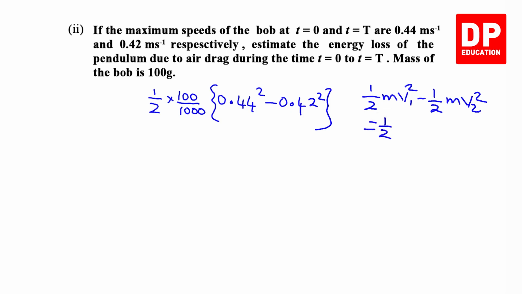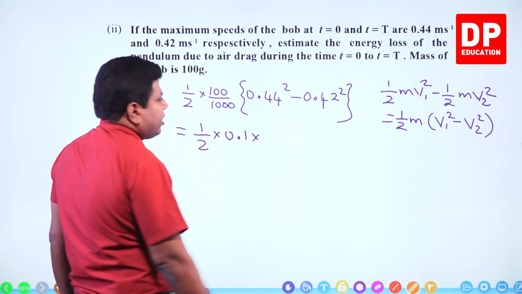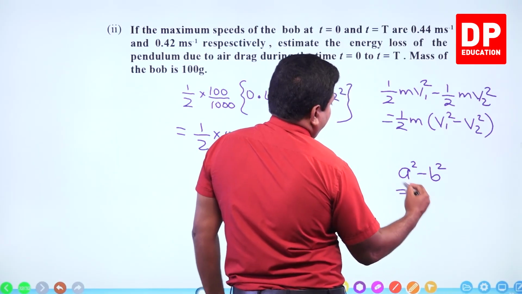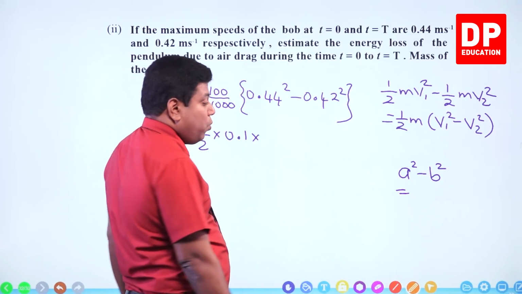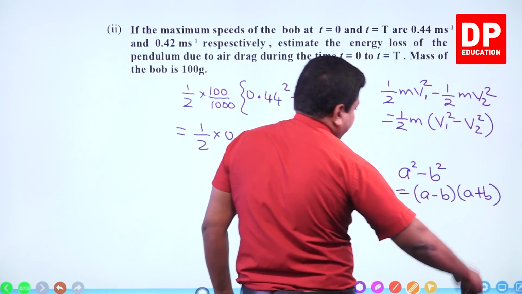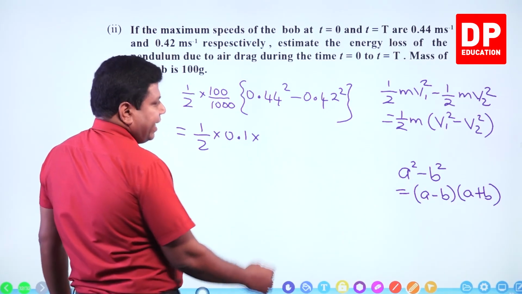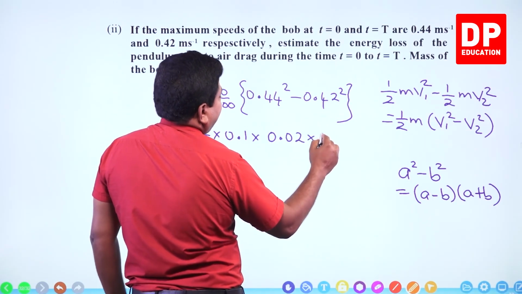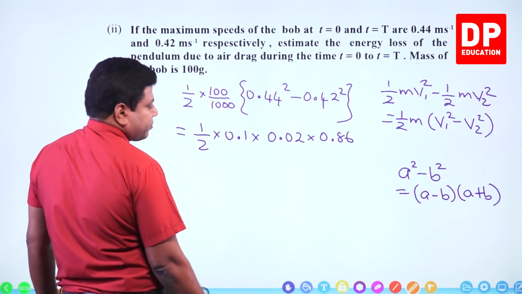Take half m common, you will have V1 squared minus V2 squared. That's what I am doing here. So that's going to be half. This is 0.1. This one, rather than squaring it, we have a shortcut for it. A squared minus b squared can be factored. Difference of squares can be factored. How? A minus b, a plus b. We have a factoring method like that. Use that idea here. Subtract it, you get 0.02. Add it, you get 0.86. See how easy that is.